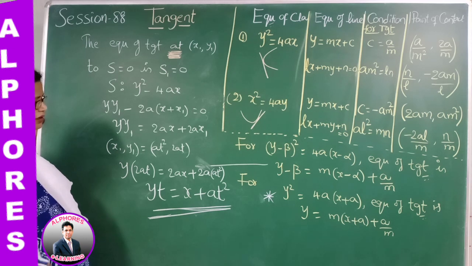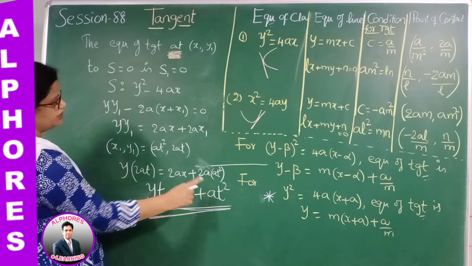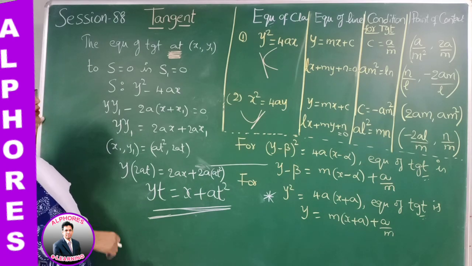Every time, don't think that okay, I can derive it at the time of the exam. Don't think in that way. You have to remember this kind of formulae. Okay, yt is x plus at square. Students, observe here, what about the slope of this tangent?